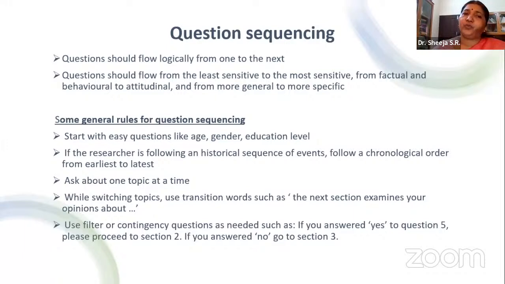Then always ask about one topic at a time. When you are switching from one topic to another, you can use words like "the next section examines your opinion about this." Such words are useful, so the respondent will understand that we are switching from one topic to another. And you can use filter or contingency questions. For example, if you have answered yes to question number 5, then proceed to section 2. If you have answered no, then proceed to section 3. Such words are very important.